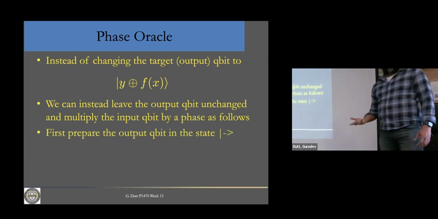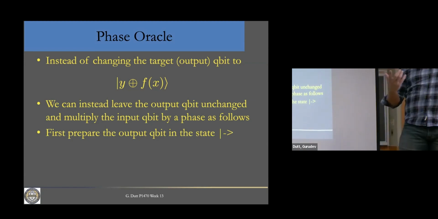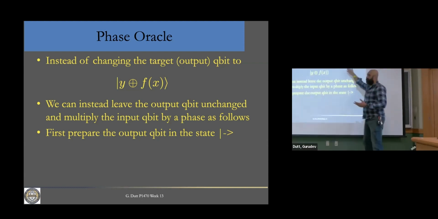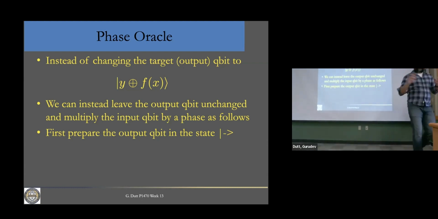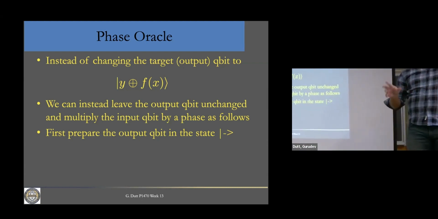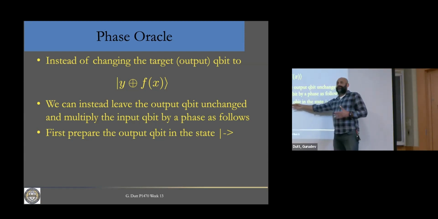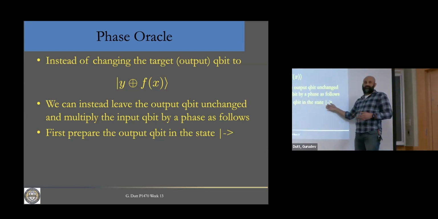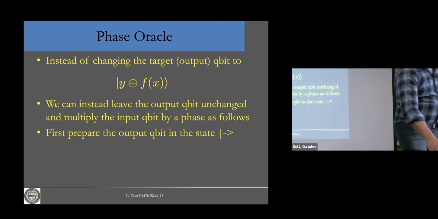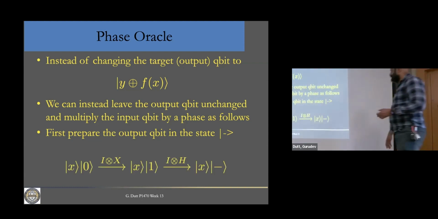So we've prepared the output qubit in the state, instead of preparing it in the regular 1 or 0 state, which is all a classical oracle can do, right? A classical oracle can only have input as 0 or 1. But now we're going to prepare the target qubit or output qubit. I always have to say this carefully. So the output qubit, let's call it the answer qubit, is in the state minus. Okay, let's write that down.